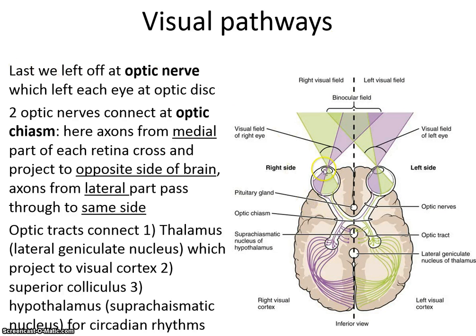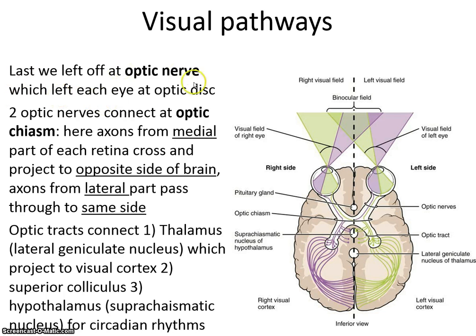When we were with vision, we left off at the optic nerve. The color coding is really just looking at where the sensory information goes. And it does cross, that's why it's an optic chiasm. It turns out that the medial parts here are crossing over to the other side, where the lateral stays on the same side. This helps us process three-dimensional images.